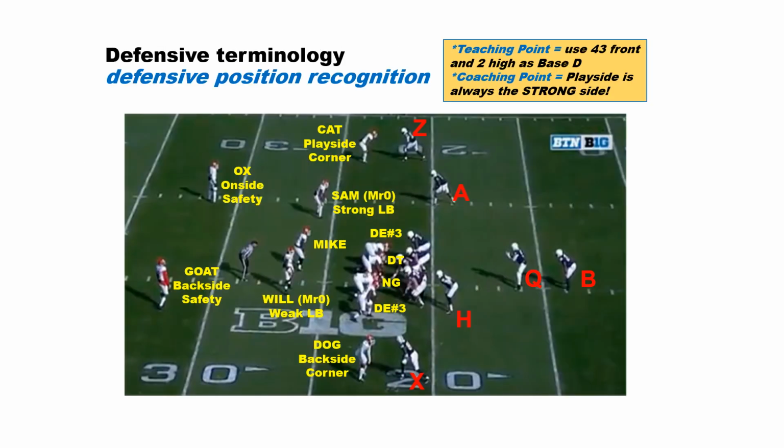Next, I think it's important to have consistent defensive terminology and position recognition. So we like to talk about the strong side is where we are going, where the play is called. So if you look at the diagram here, we're going to the right or the upper part of the picture, and then we would call the field corner or play side corner the cat, the ox is the onside safety, and then the Sam is a strong backer, obviously, Mike in the middle, Will is weak. Dog becomes the backside corner or the weak side play, and the goat is the backside safety or weak side safety.